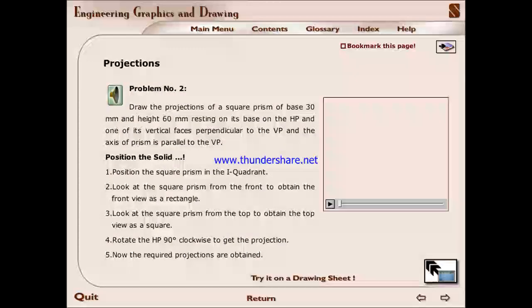Problem number 2. Draw the projections of a square prism of base 30 millimeters and height 60 millimeters, resting on its base on HP and one of its vertical faces perpendicular to the VP. The axis of the prism is parallel to the VP.